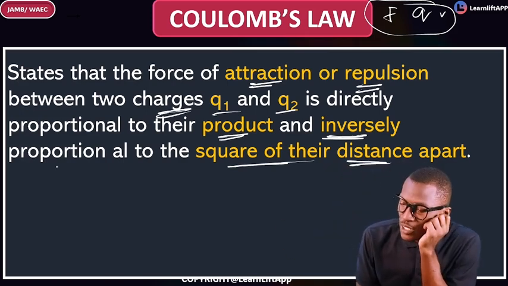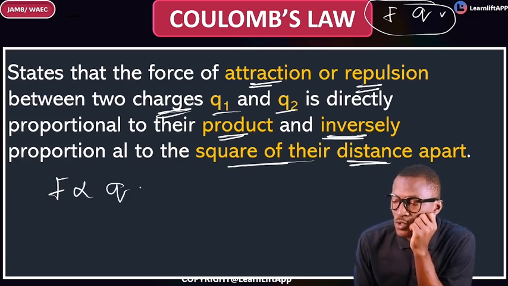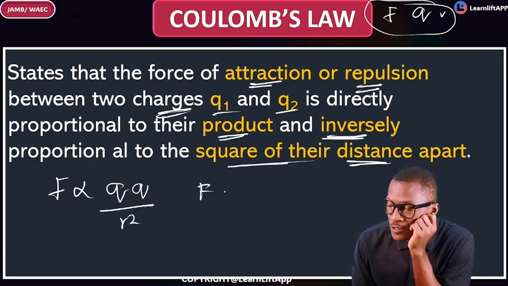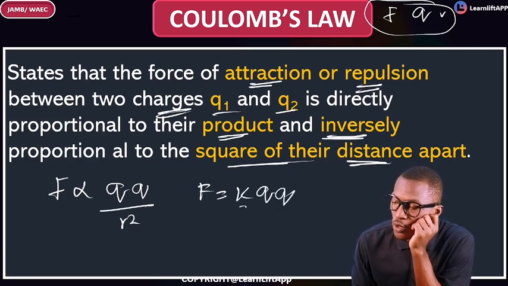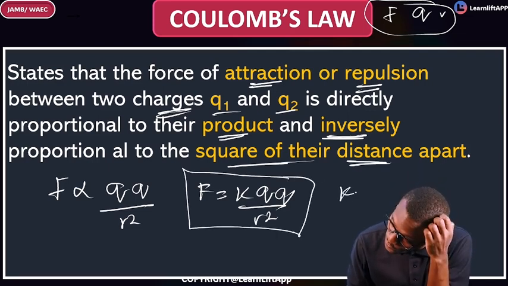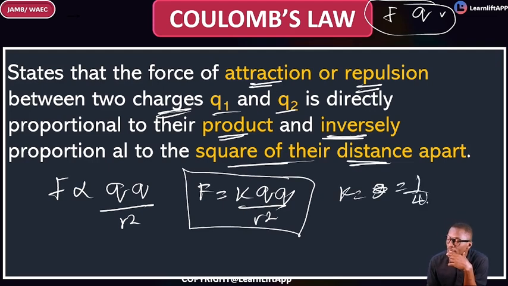Now, from here, let's see. The force of attraction is directly proportional to the charges Q1 and Q2 and inversely proportional to the square of their distance apart. So we can say that F is equal to K Q1 Q2 all over R squared, where K is a constant. First of all, K is equal to 1 over 4 pi epsilon naught. Are you seeing that?